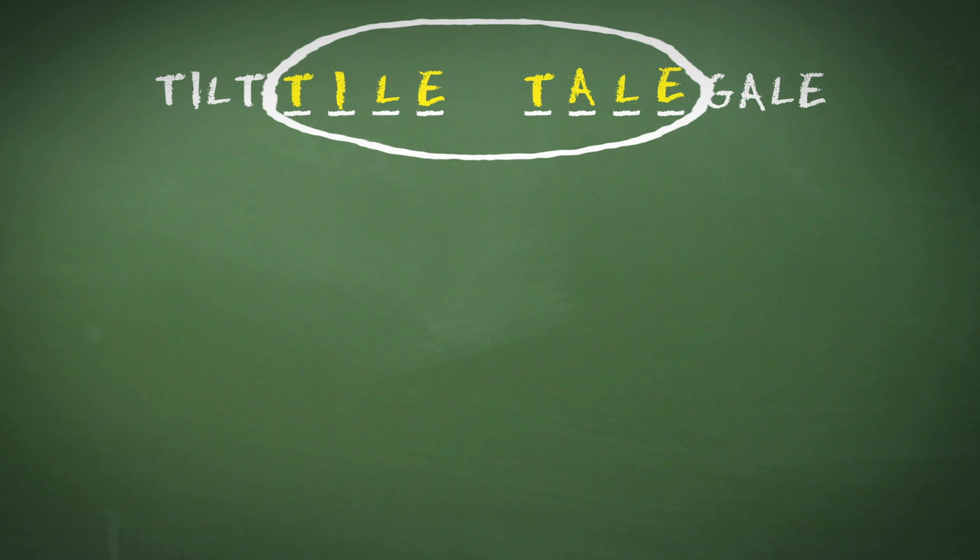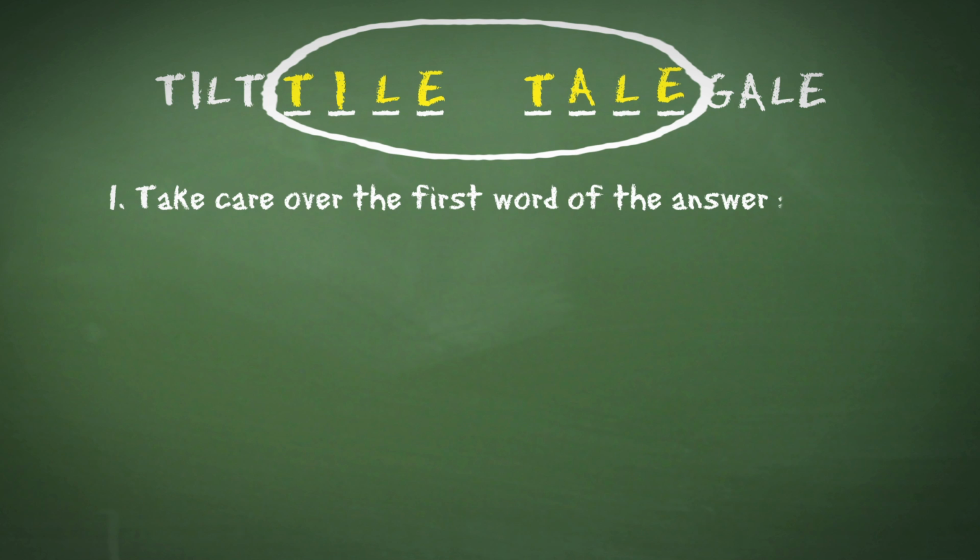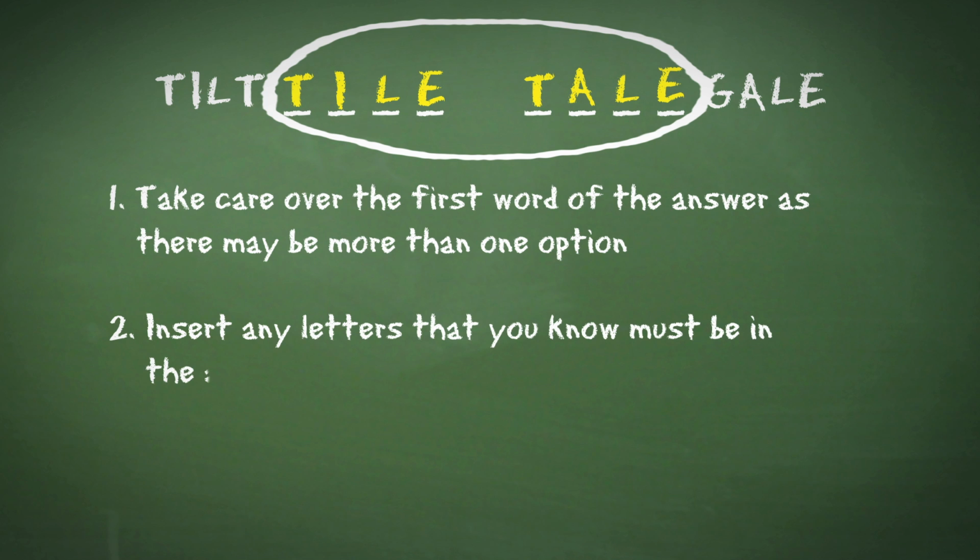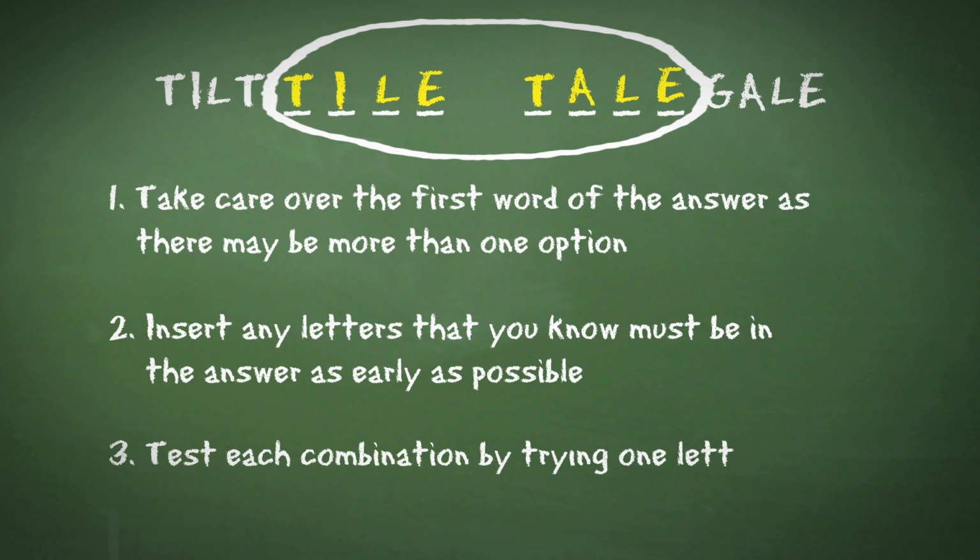So in summary, number 1, take care over the first word of the answer, as there may be more than one option. Number 2, insert any letters that you know must be in the answer as early as possible. And finally, test each combination by trying one letter at a time.